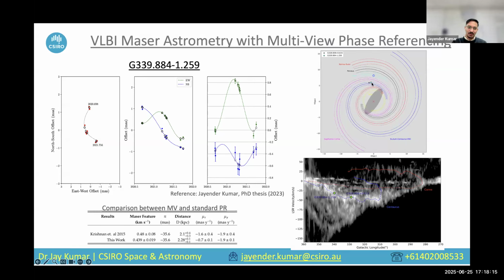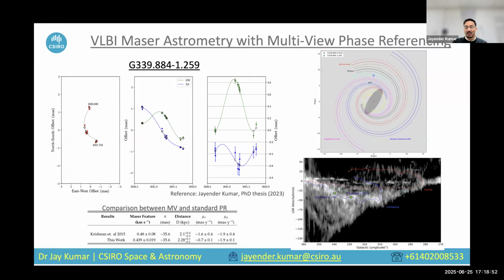As you can see, this is my PhD work. The difference that I want to show you over here: this source actually has a prior parallax that was done by Vasant Krishnan, again using the LBA, but instead of multi-view, he used the standard phase reference technique, and his parallax was 0.48 plus or minus 0.08 milliarcseconds. So his accuracy was 80 microarcseconds.